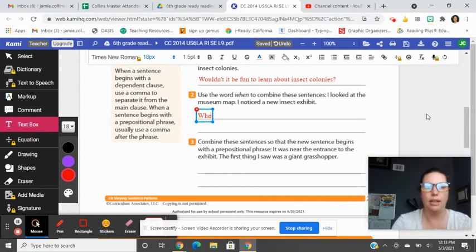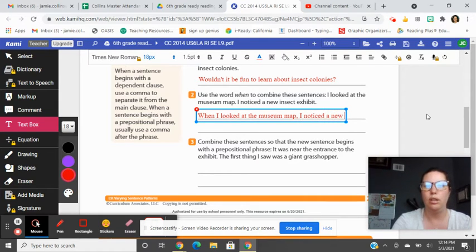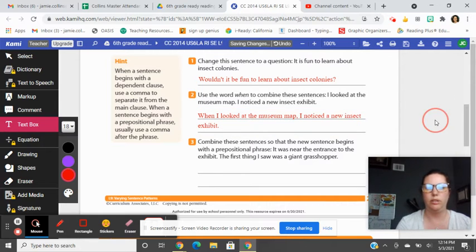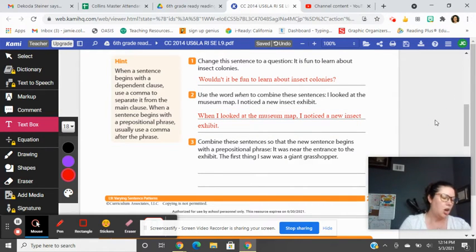So, when I looked at the museum map, comma, I noticed a new insect exhibit. So there you go. So that one works. Okay, how about the last one?